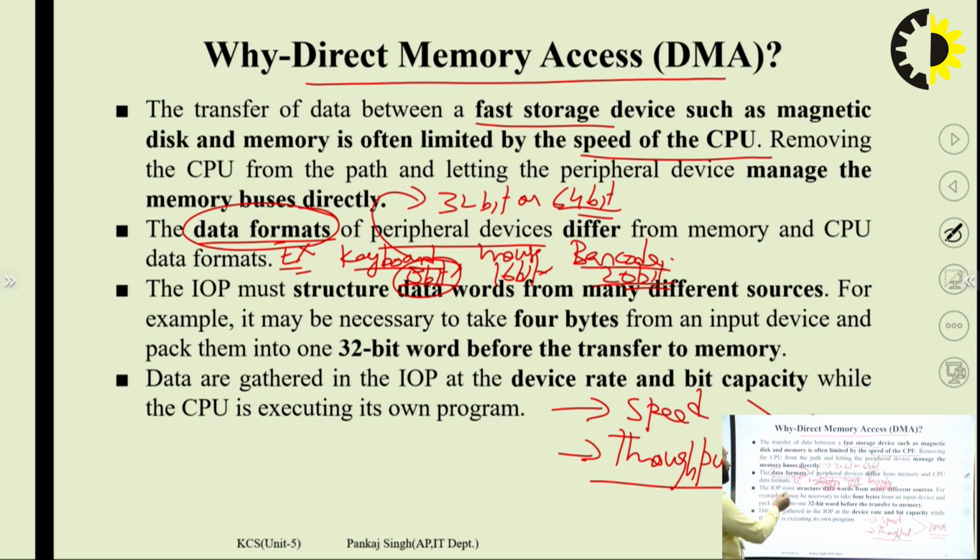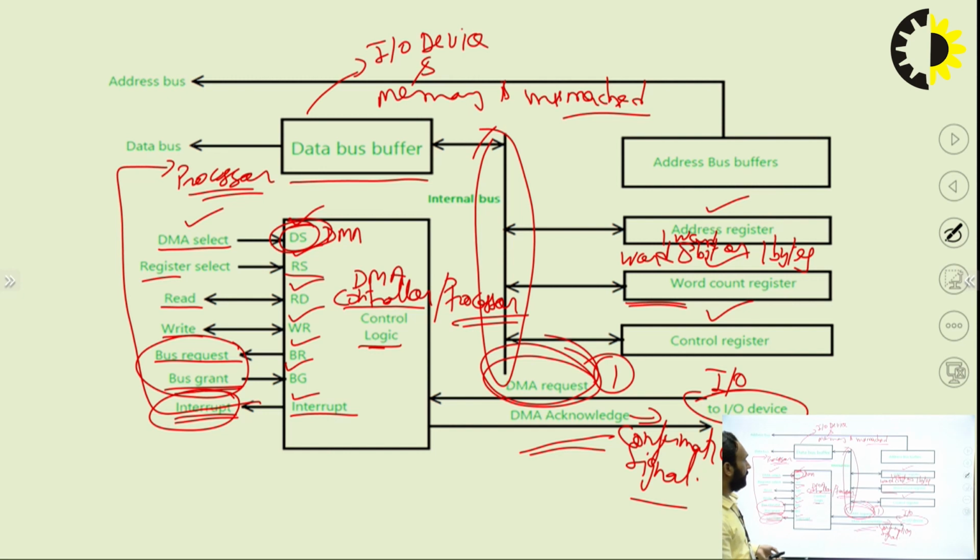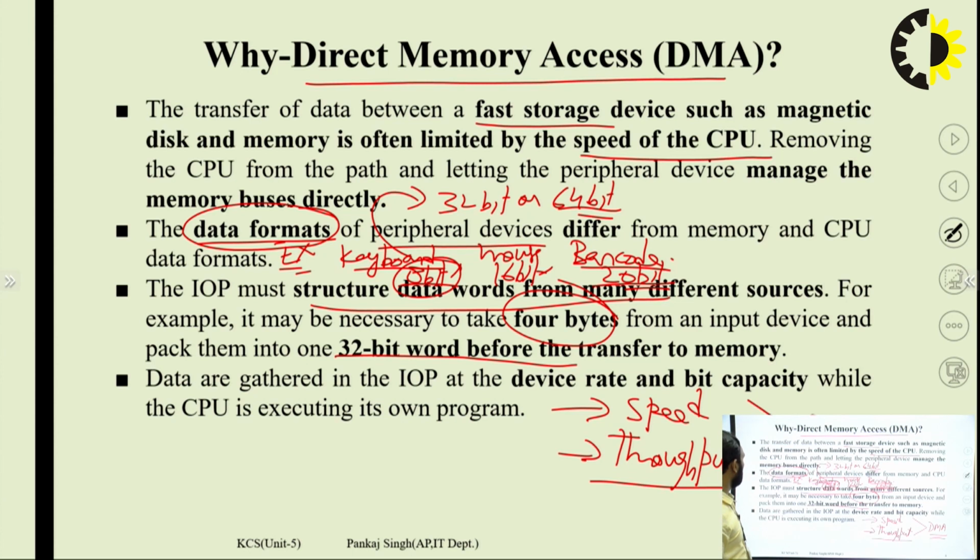The third point: the IOP must structure data words from many different sources. For example, it may be necessary to take 4 bytes from an input device and pack them into a 32-bit word before the transfer to memory. I discussed this point earlier, in terms of bits and bytes. Similarly, data are gathered in an IOP at a device rate and bit capacity while the CPU is executing its own program at its own speed, or we can say rate.